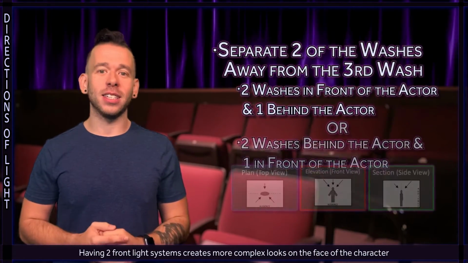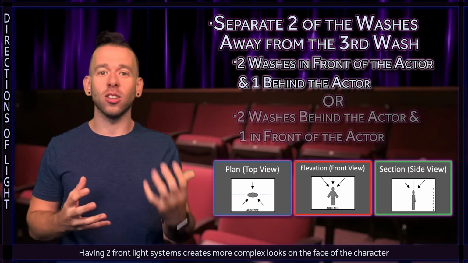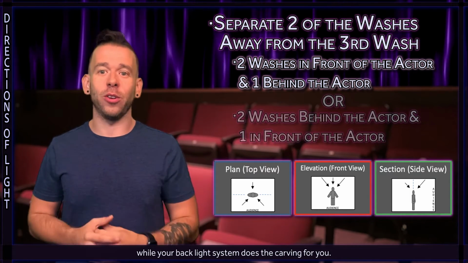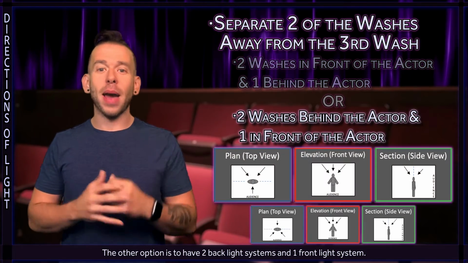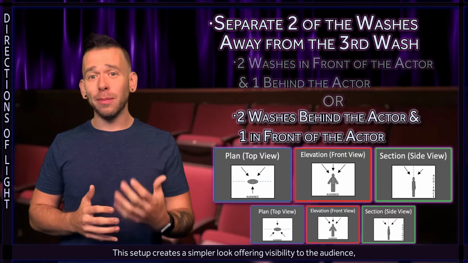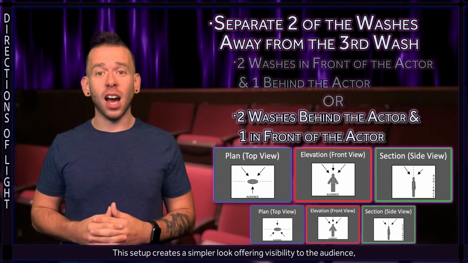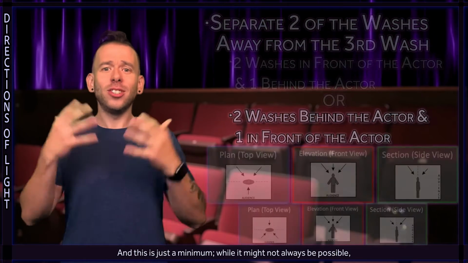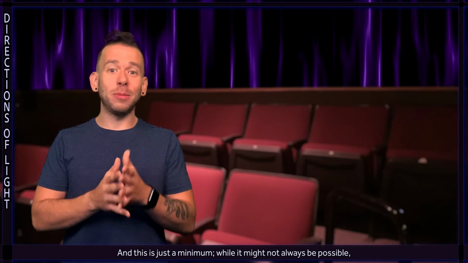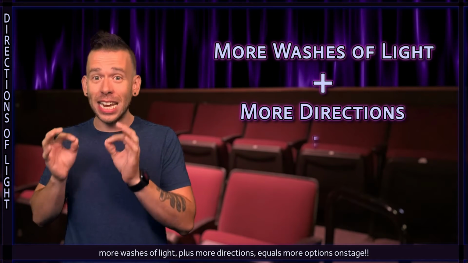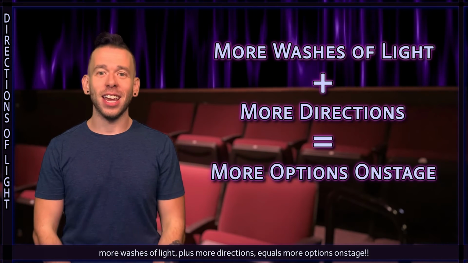Having two front light systems creates more complex looks on the face of the character, while your backlight system does the carving for you. The other option is to have two backlight systems and one front light system. This setup creates a simpler look, offering visibility to the audience, but much more dynamic rim light options. And this is just a minimum. While it might not always be possible, more washes of light plus more directions equals more options on stage.